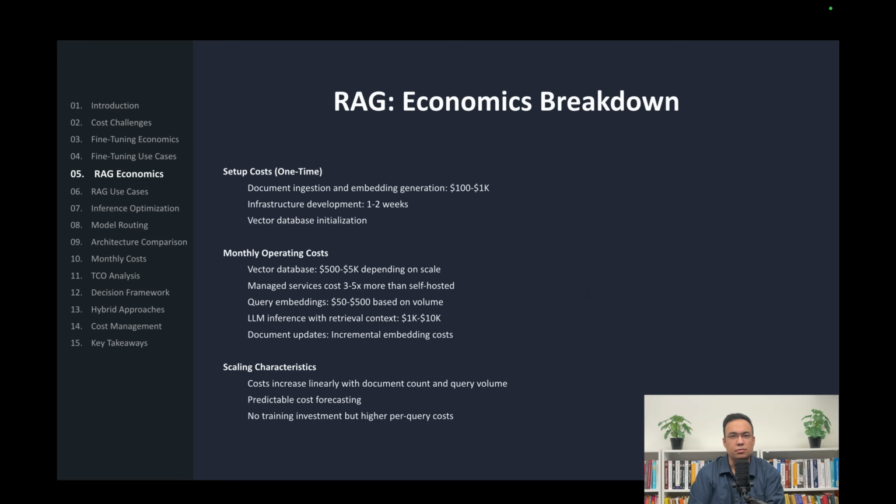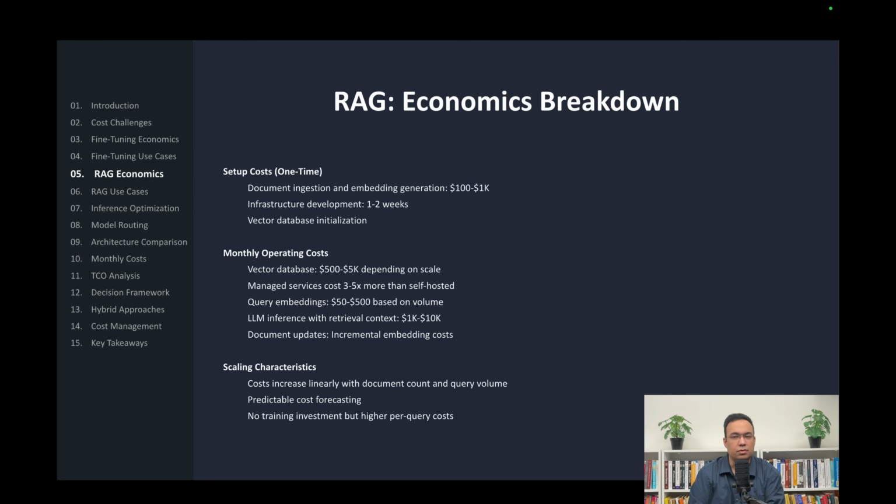Query embeddings cost $50 to $500 per month based on your query volume. Every user query needs to be embedded before you can do a similarity search. LLM inference with retrieval context is typically your largest cost here, at roughly $1,000 to $10,000 per month, because RAG systems send larger context to the LLM than you would with other approaches. And then you have the document updates with incremental embedding costs as your knowledge base evolves and grows.